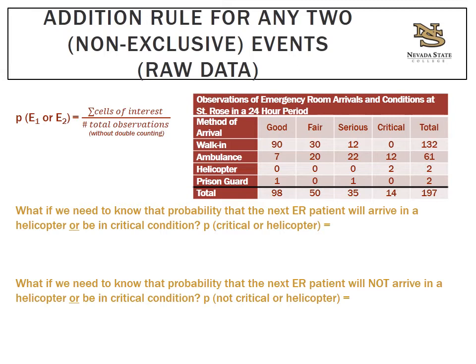Okay. So what if we need to know the probability that the next ER patient will arrive in a helicopter or be in critical condition? Or in other words, we want to know what proportion of patients from our data set arrived in a helicopter or were in critical condition. And of course, we're using that to make those predictions. So if we look at this, we're looking at helicopter or critical. So here's our critical zone. Don't count these marginal frequencies or totals. Helicopters right here.